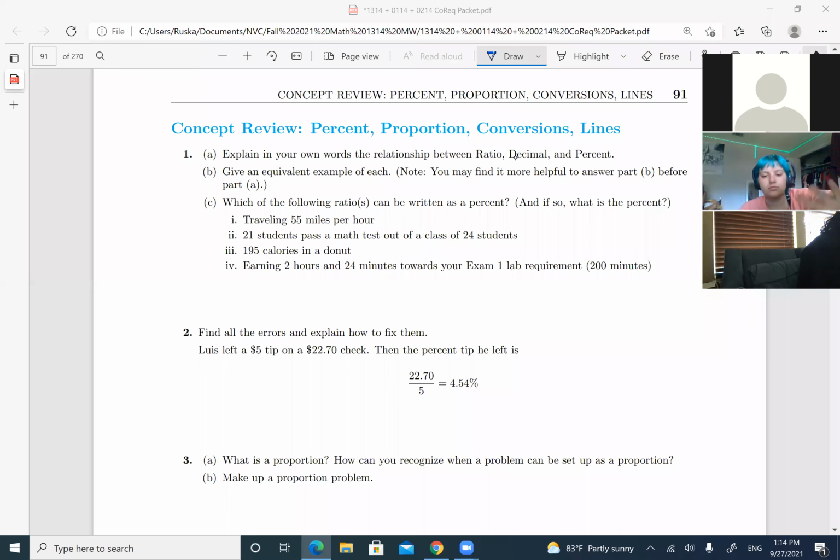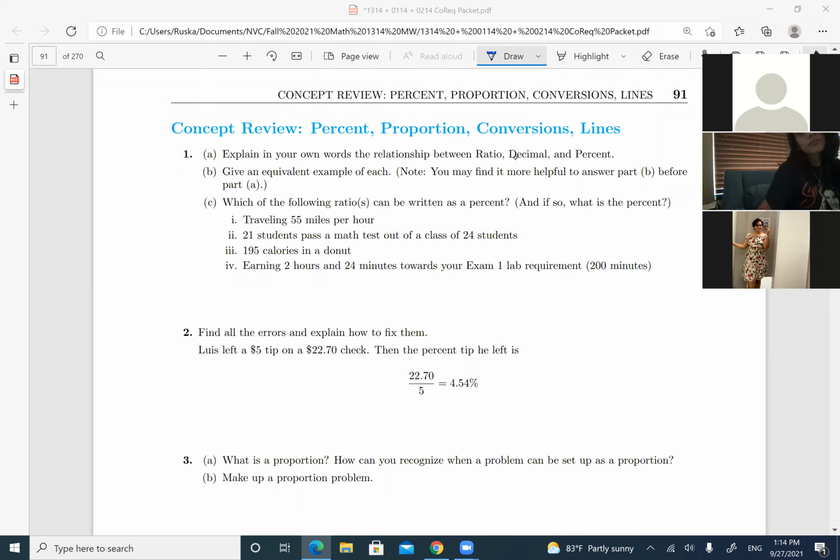Okay, so we're going to start with the review. So number one, let's see how we're going to do this. Explain the relationship between ratio, decimal, and percent. Somebody say part of a whole. What else? Part of a whole makes sense.